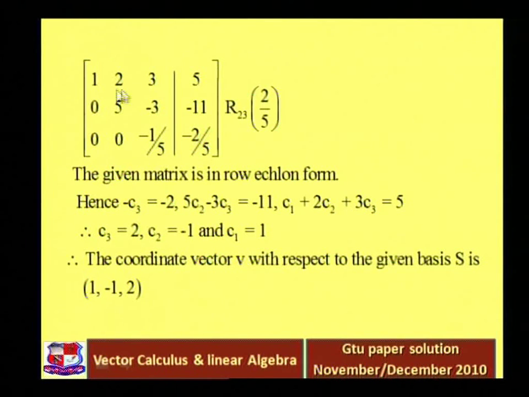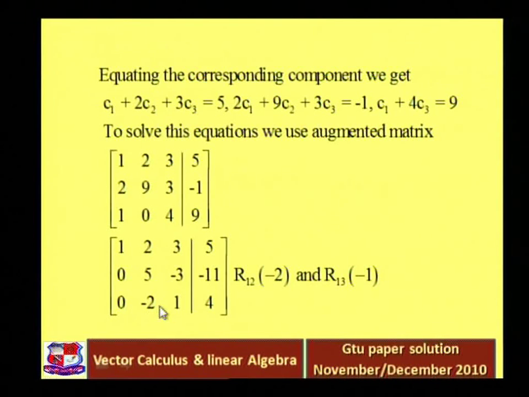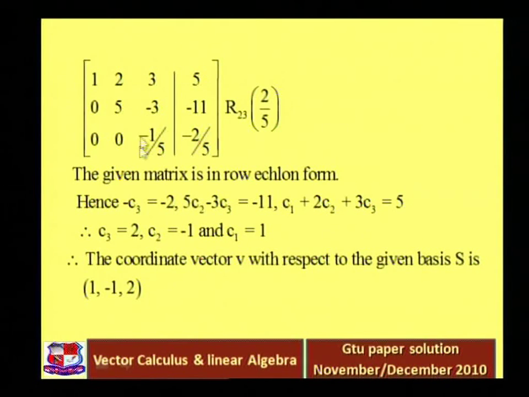So the first row is as it is, 1 2 3 5. The second row is 0 5 minus 3 minus 11. The third row is 0 0 minus 1 by 5 minus 2 by 5. Because you can see when you multiply second row with 2 by 5, the second element becomes 2 and minus 2, so this is 0. Now multiplying second row with 2 by 5 here, you will get minus 6 by 5. 1 minus 6 by 5, that is 5 minus 6 by 5, so minus 1 by 5.